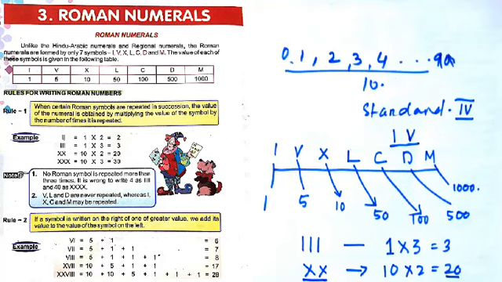Next rule, no Roman symbol is repeated more than 3 times. That is, we are not using the symbols more than 3 times. Suppose for I, we write maximum 3 times, not more than that. We are not writing X 4 times. We are writing maximum 3 times.